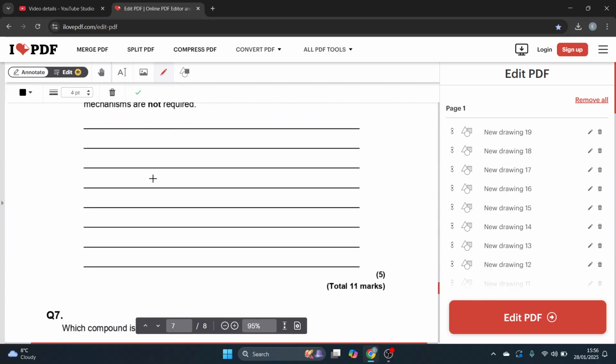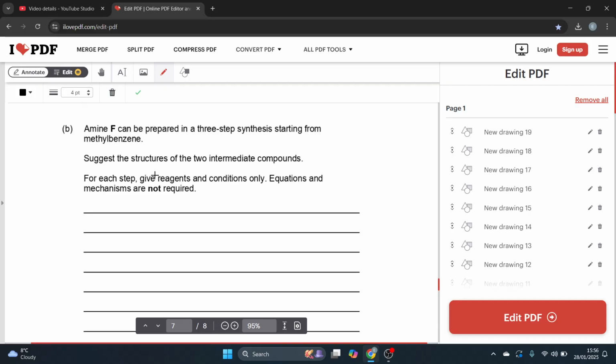Part B, amine F can be prepared in a 3-step synthesis starting from methyl benzene. Suggest the structures of 2 intermediate compounds. For each step, give reagents, conditions. Only equations and mechanisms are not required. So the intermediate compounds.